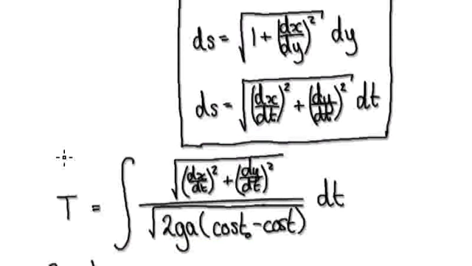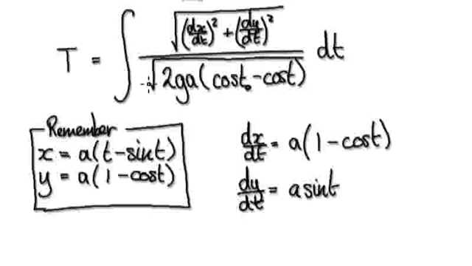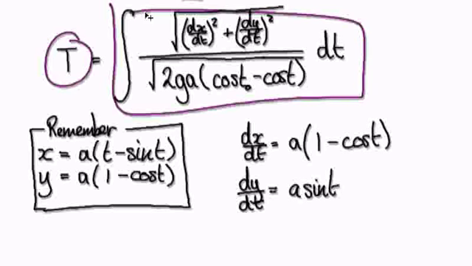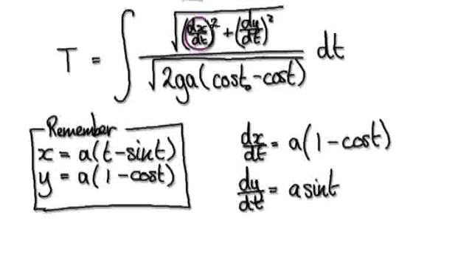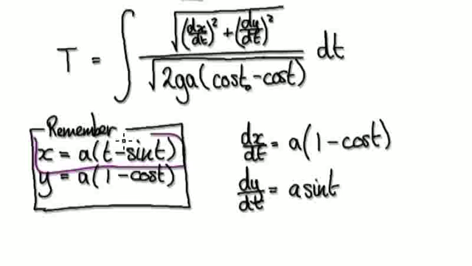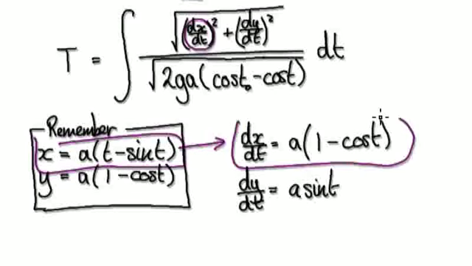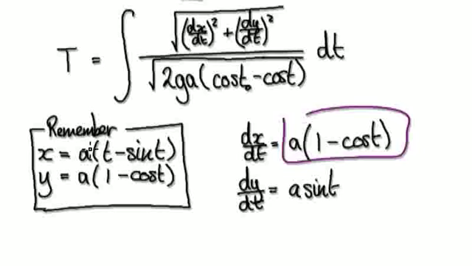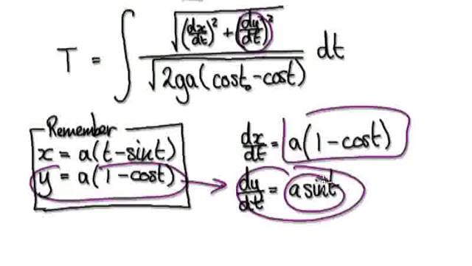So for us to find out the total time, we will need to evaluate this. To evaluate this, we would need to know dx by dt and dy by dt. Remember, our parametric equations were given by these. If you differentiate this, we are trying to find dx by dt, that will give us this. So dx by dt equals this, and then we need to know dy by dt. If you differentiate this, dy by dt equals this.